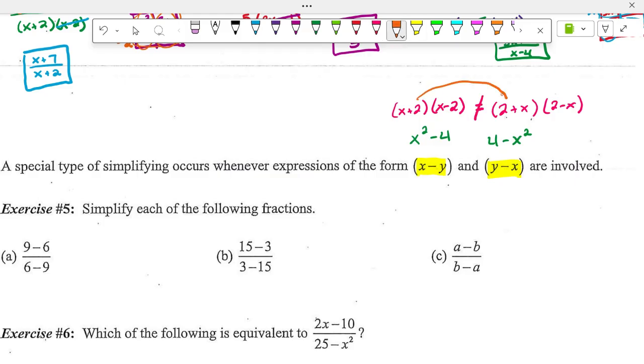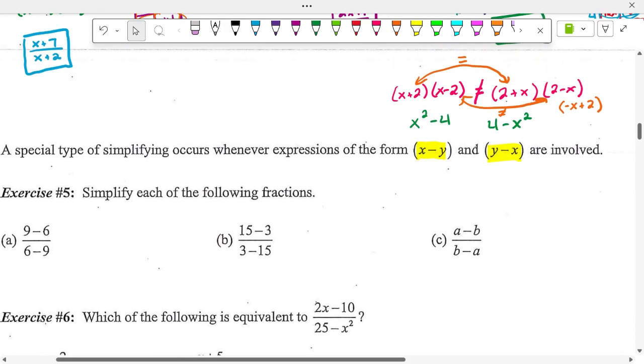These two are equal because addition is commutative, but these two are not. Because if I rewrite 2 minus x, that's the same thing as negative x plus 2. All right? So you got to be careful because they like to throw those at you. Okay?